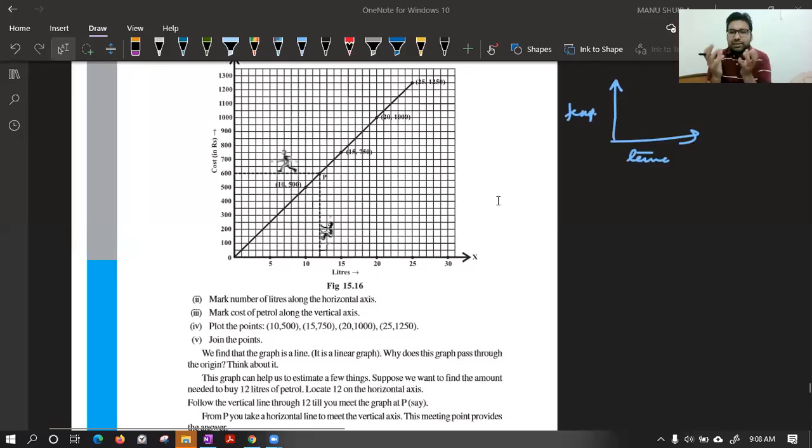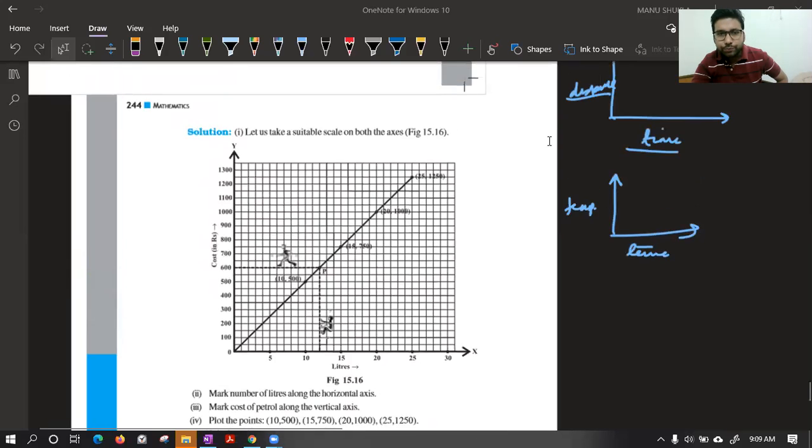If you are purchasing less petrol, you have to give less cost. If you are purchasing more petrol, you have to give more cost. That is why we have taken the number of liters of petrol as independent and the cost as dependent. Are you able to understand? In this graph, they have taken number of liters of petrol as independent, that is why it is on the x-axis, and the cost as the y-axis. Now what is the question?